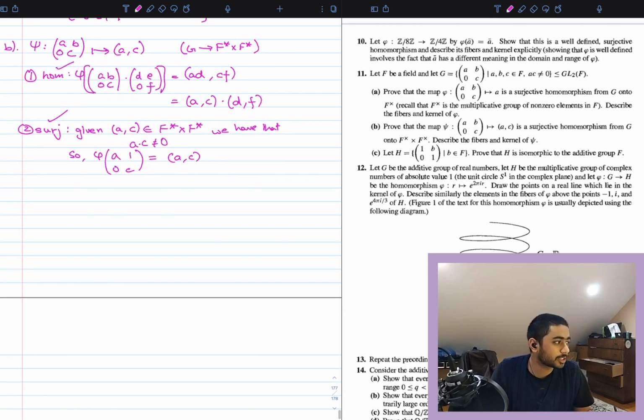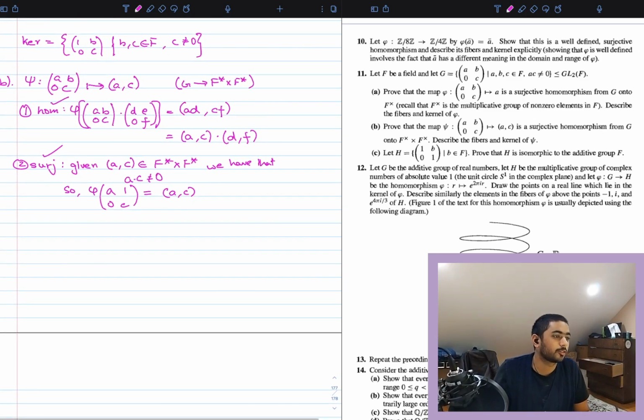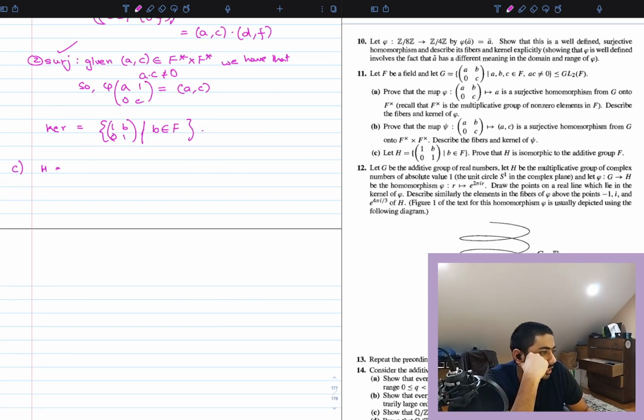What about the fibers and kernels? Well, the kernel is the stuff that gets sent to (1, 1), so it's all matrices of the form 1 1 0 and B here. AC is not equal to 0 by definition of G as well. That's the kernel. Prove that H is isomorphic to the additive group F.